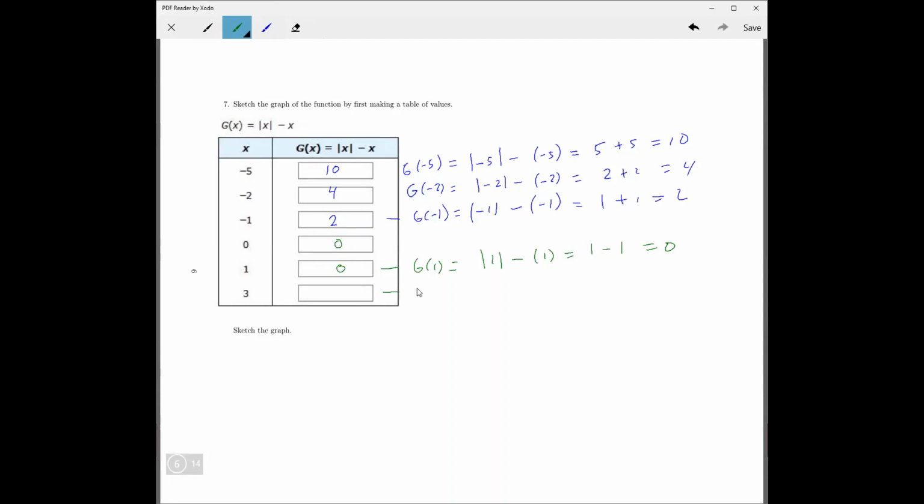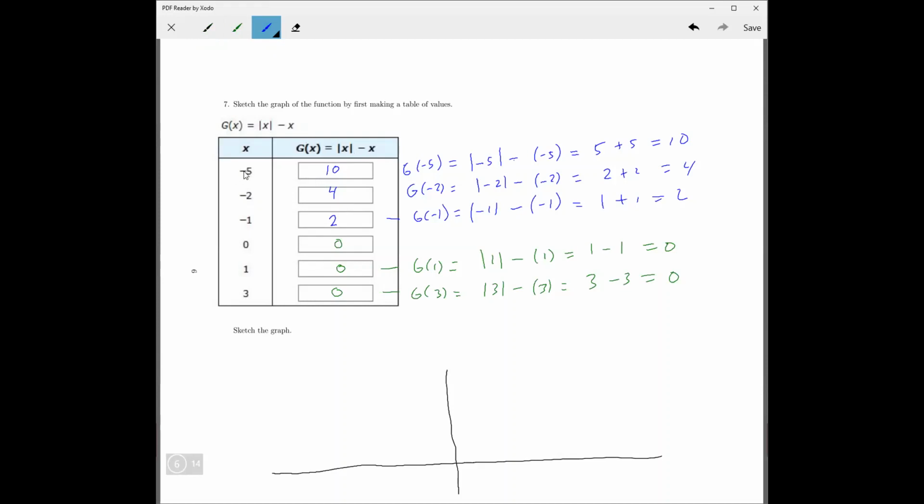And then if you plug in 3, you get the absolute value of 3 minus 3, which is 3 minus 3, or 0. Okay, so if you plug in any positive number, you're going to get that number minus itself, or 0. You're going to get 0. Okay, so these are all positive or 0, so that means we can put the y-axis pretty low. But we have some negative numbers here and positive numbers, so let's just split it around the middle, like that.